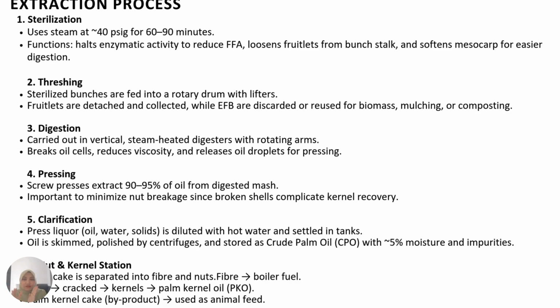Okay, now let us focus on the extraction process. On the extraction process, we have the sterilization process. The sterilization process uses steam to loosen fruits and stop the fatty acid rise. Fruits are threshed, digested and pressed to release the oil, while clarification separates the impurities, and kernels are recovered for palm kernel oil and cake will be used as animal feed.